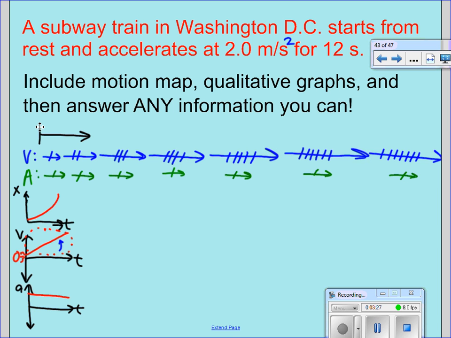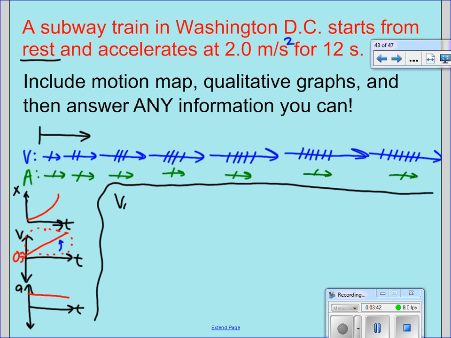Finally, let's see what information we can solve for. What I like to do is analyze the problem, meaning I write down the information that the problem gives me. So let's read through. A subway train car in Washington, D.C. starts from rest. That tells me that my initial velocity is 0 meters per second. It accelerates at 2 meters per second squared, so I know my acceleration. And my time, it tells me, is 12 seconds.